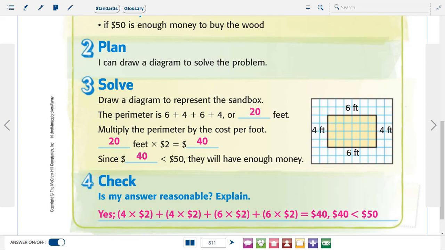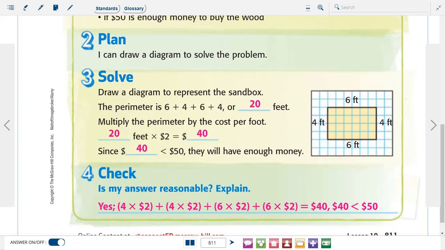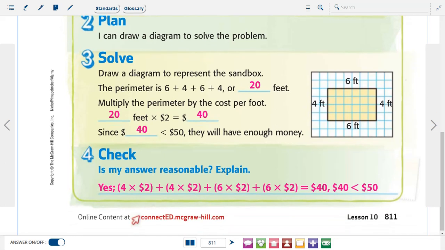So let's find the perimeter. 4 plus 6 is 10, plus 4 is 14, plus 6 is 20. The perimeter is 20. Each foot will cost $2. So we're going to multiply 20, which is the perimeter, by 2. So it will cost them $40. They have 50, so they have enough money to do the sandbox.